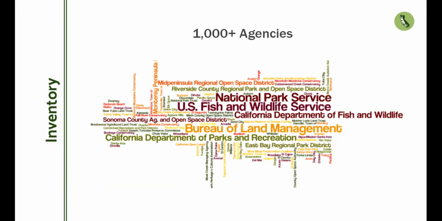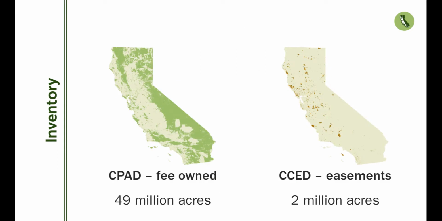Another way to look at the inventory is by the different agencies that we have holdings for. There are 1,000 agencies and nonprofit landowners represented in CPAD. It's a very large array of institutions that own all of this land. Another perspective is comparing the acres. CPAD is 49 million acres and CCD is now 2 million acres.